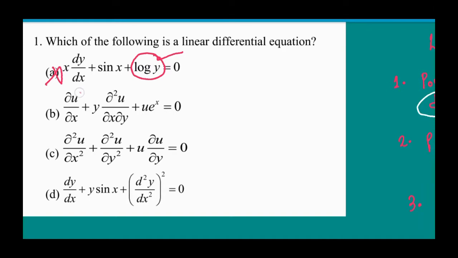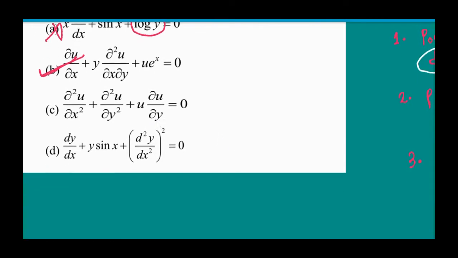Here the dependent variable is u and there is no product of u and its derivative. Here y is the independent variable and will not be considered; u, the dependent variable, is multiplied, not its derivative. So this is a linear differential equation. If we consider the third option, there is a product of the dependent variable and its derivative. So this is not a linear differential equation.